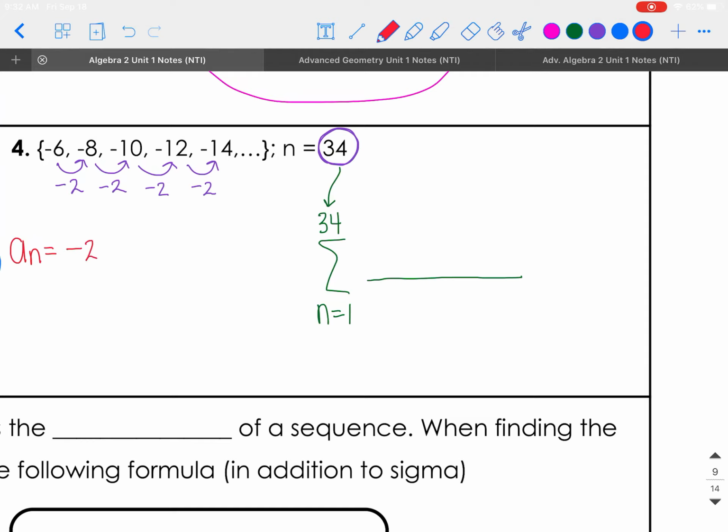My common difference is -2. N minus 1 goes in parentheses. Plus -6. Now, anytime you have a plus -6, that's really just the same as saying minus 6. That plus negative turns into just a minus. If you type in plus negative in the calculator, it'll still be okay, either way.